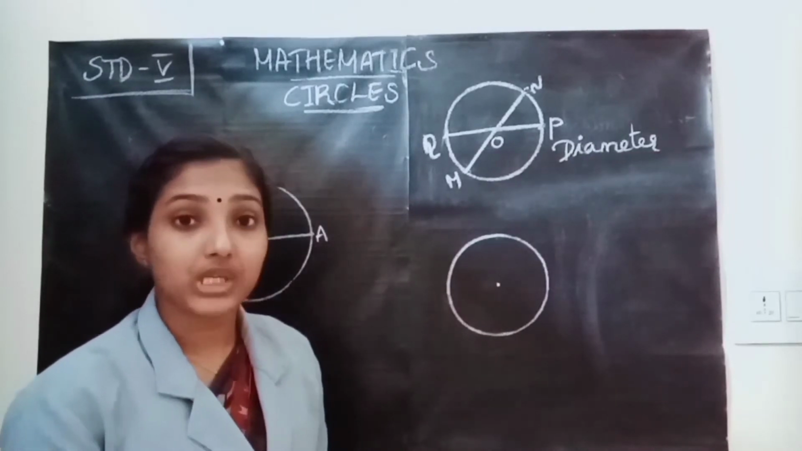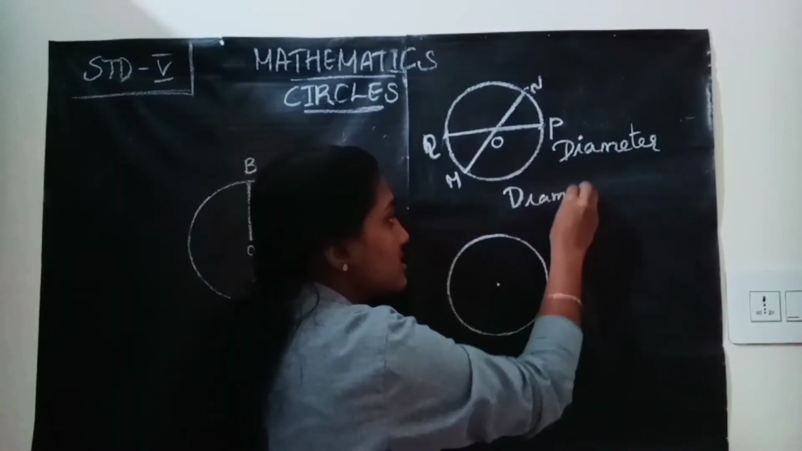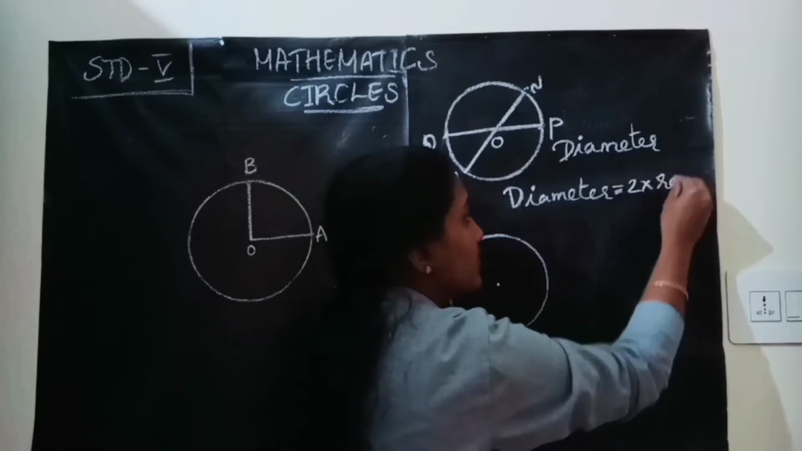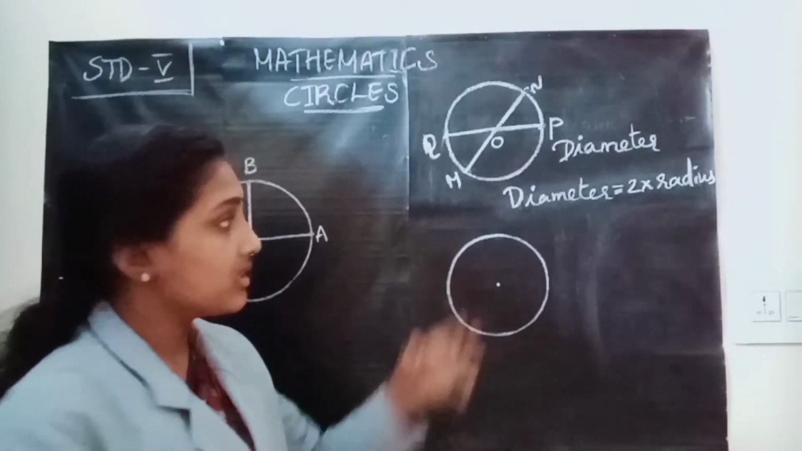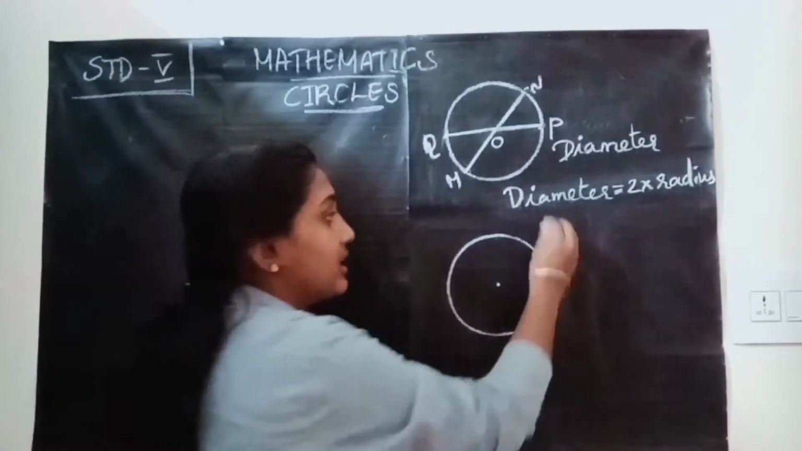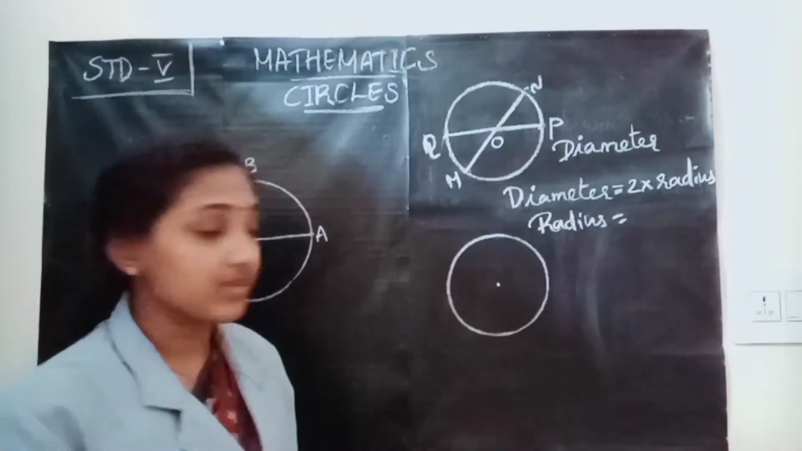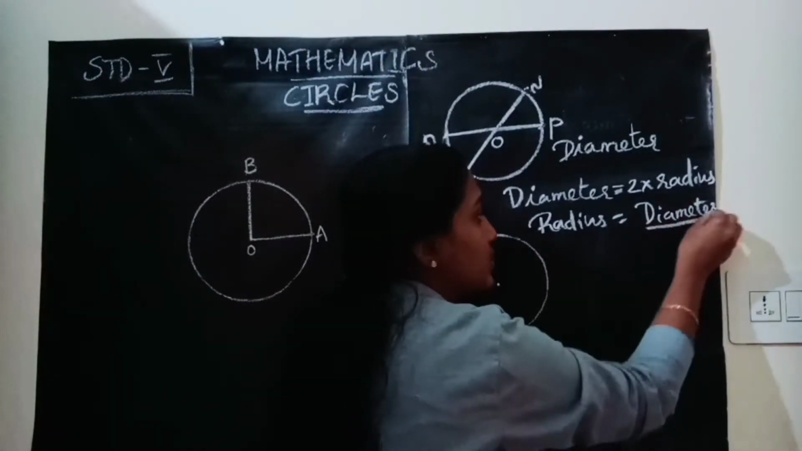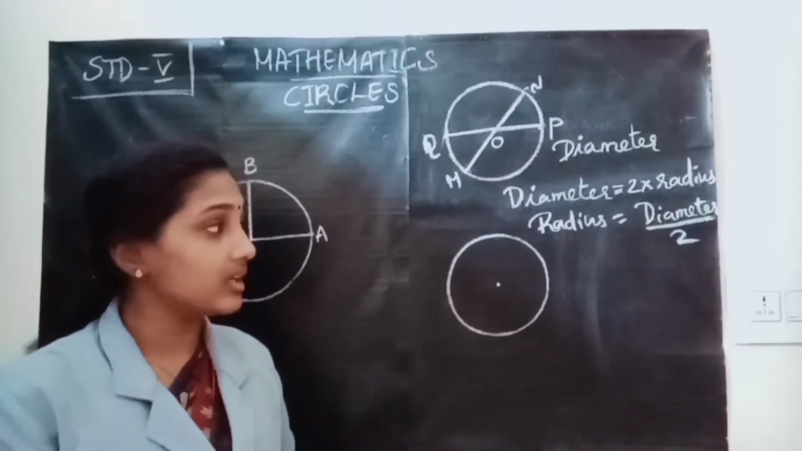Okay, there is a relation between diameter and radius of the circle. That is, diameter of the circle is twice the radius. That is, diameter is equal to 2 into radius of the circle. From this we can say that radius of the circle is half of diameter. So to find the radius, it is enough to divide the diameter by 2. Okay, so these are the relations between the diameter and radius.